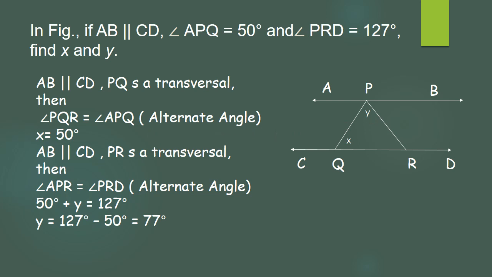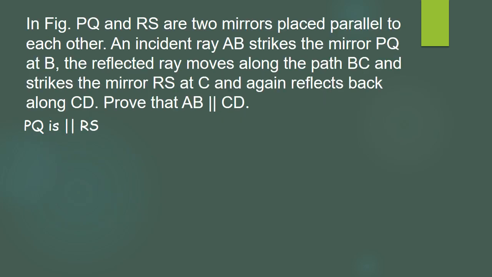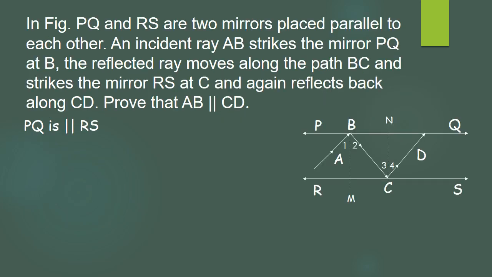Now we will solve the last sum. What is given? PQ and RS are two mirrors placed in front of each other, and AB is an incident ray that strikes the mirror PQ at B and gets reflected as BC. Then C is a point on the other mirror. Again from C the ray gets reflected back along the ray CD. We have to prove that AB is parallel to CD.